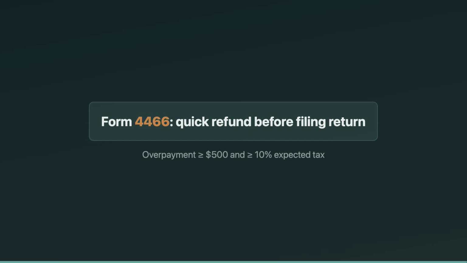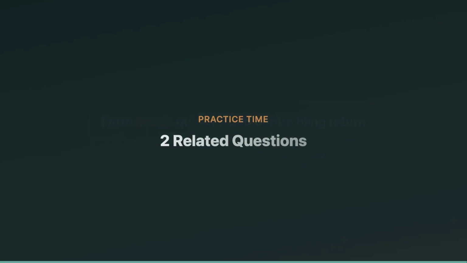If a corporation overpays estimated tax, it doesn't always have to wait for the Form 1120 refund. Form 4466 is the quick refund request for overpaid estimates. 2 thresholds: the overpayment must be at least $500 and at least 10% of the expected tax liability. And timing matters. Form 4466 must be filed before the corporation files its income tax return.